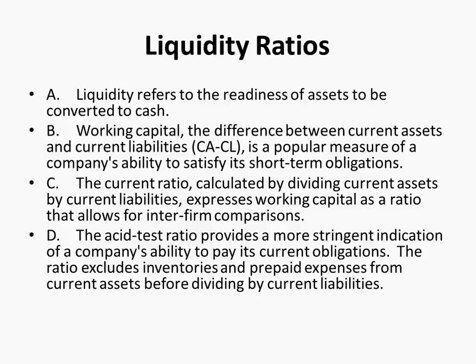So what you want to understand here is our working capital, our current assets minus our current liabilities. Obviously, you want your current assets to be higher than your current liabilities. You want to know that you can satisfy your short-term obligations. So the current ratio divides current assets by current liabilities, so it gives working capital as a ratio so you can compare within firms. It turns it from a number to a ratio, so you can compare how liquid one firm is versus the other.